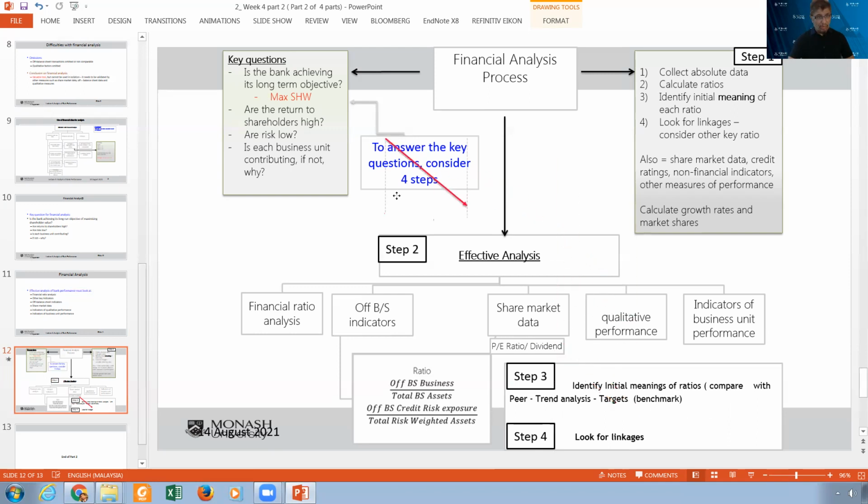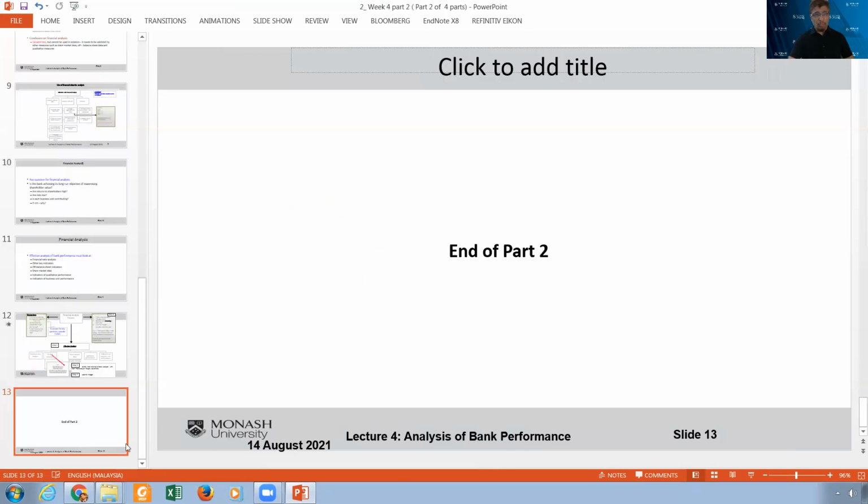All in all, we have to consider this process when we do our performance analysis. With this, I conclude this part.